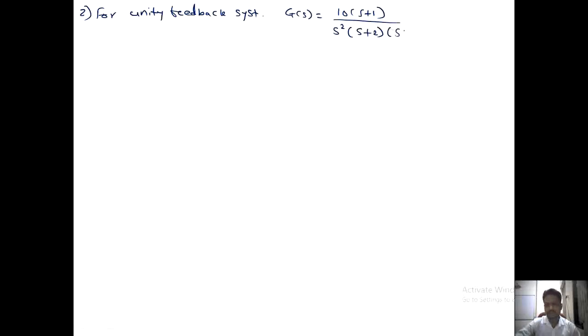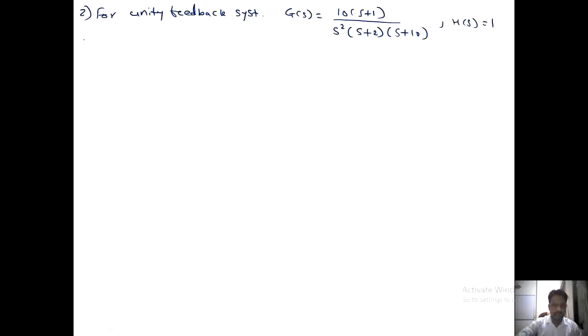A numerical is for a unity feedback system. G of s is given as 10 times (s plus 1) divided by s square into (s plus 2) and (s plus 10). So we have g of s, and what does unity feedback system mean? It means h of s equal to 1.